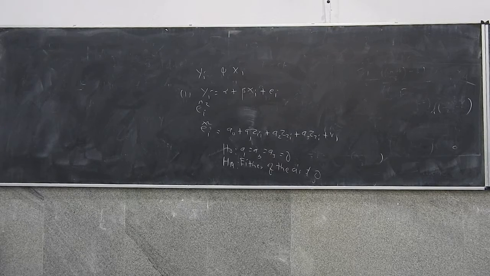Whereas if any of the a_i is not equal to 0, what does that mean? That sigma square i depends upon z_i. Everyone is getting this? Right? So how will you test this null hypothesis?